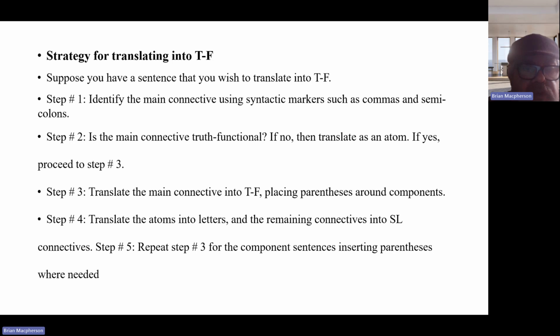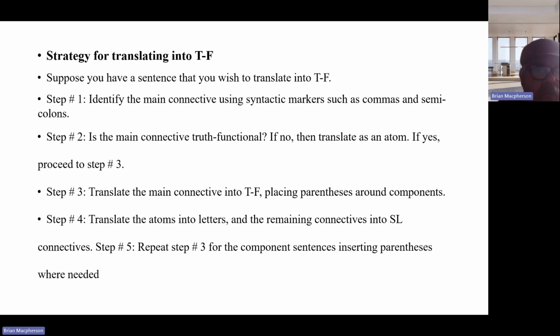Step 2, is the main connective truth functional? If no, then translate it as an atom. If yes, proceed to step 3. Translate the connective into truth functional logic, placing parentheses around components. Step 4, translate the atoms into letters and the remaining connectives into SL. Step 5, repeat step 3 for the component sentences, inserting parentheses where needed.